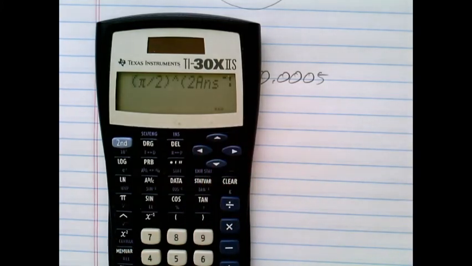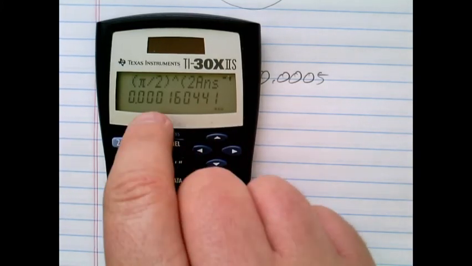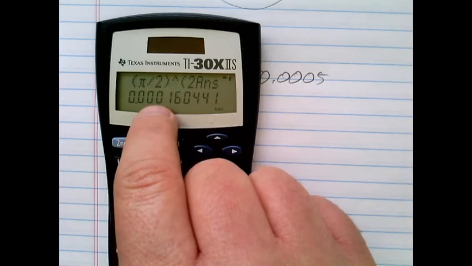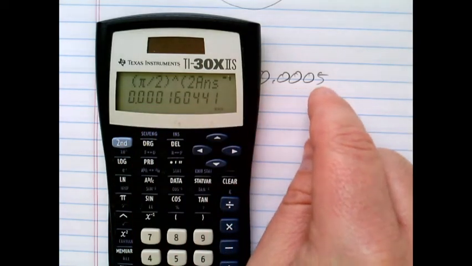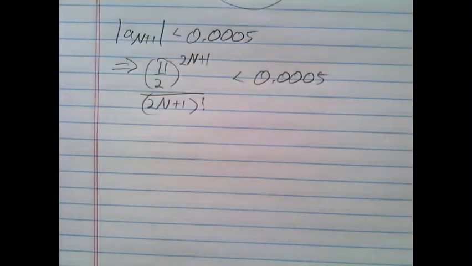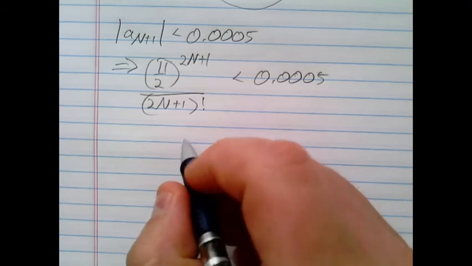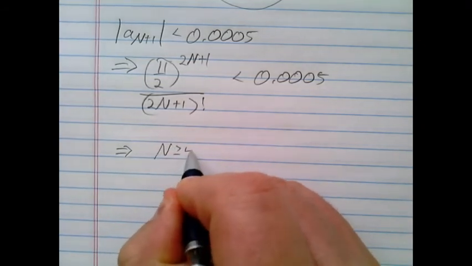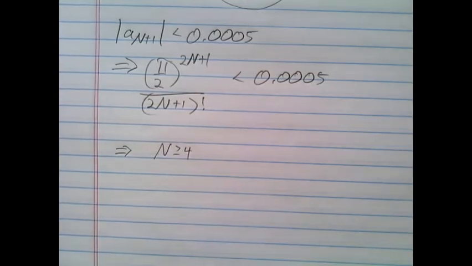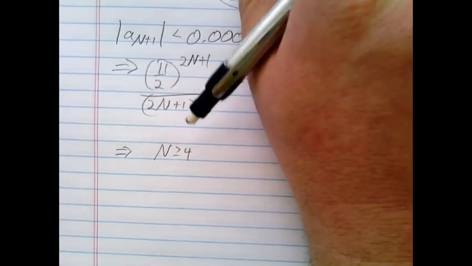Arrow up, run it again. Aha, check that out. 0.00016. That is less than 0.0005. Okay, so just through guess and check, we can say that this implies that n is greater than or equal to 4.